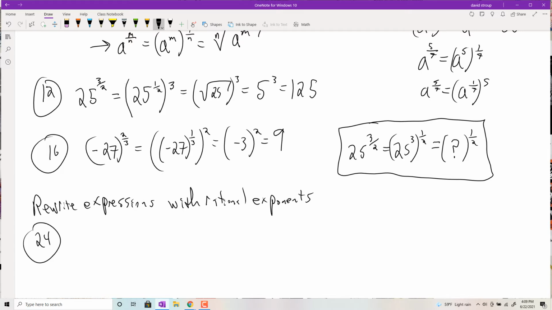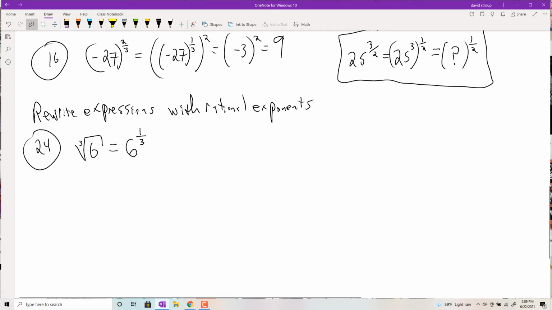So 24, we have the cube root of 6. Okay, so that's basically just take 6 to the 1 over 3. And literally, you can think of 6 as the same thing as 6 to the 1. And then you're taking the cube root of it. That's the same as raising it to the 1/3 power. 6 to the 1 is just 6, and then you have to the 1/3. So I get 28.